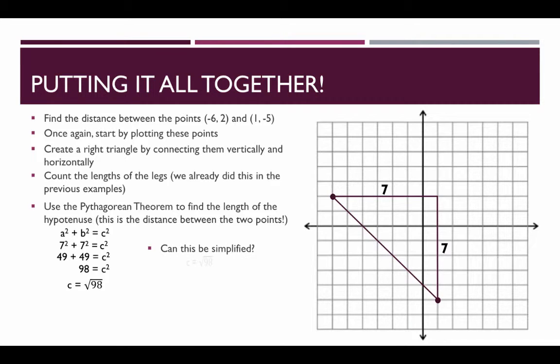So let's go ahead and simplify this. So thinking about what two numbers can multiply to 98, where one is a perfect square, let's look at the work that we did earlier in this problem. We had 49 plus 49. Another way to say that is 49 times 2, because we're adding 49 to itself 2 times. 49 is a perfect square, so I can say 98 is the square root of 49 times the square root of 2. And then I can rewrite this as 7 times the square root of 2 units.